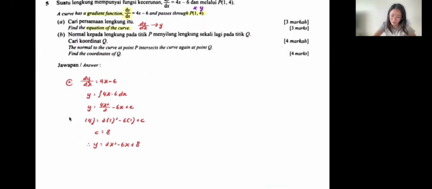There you go, 3 marks. 1 mark on integration, 1 mark substitution to find C, last mark for your equation. Okay, then next one, B, the normal to the curve.